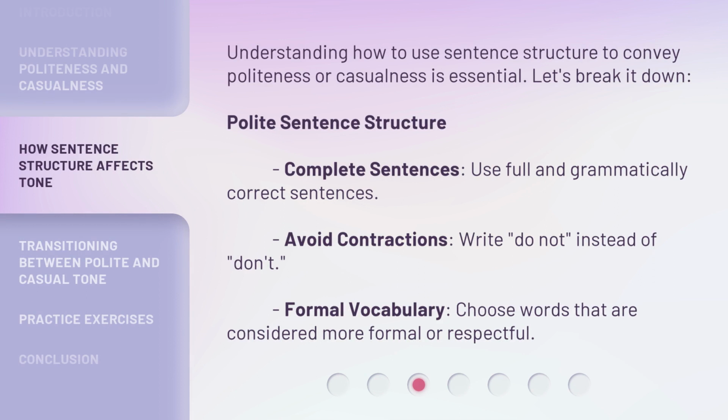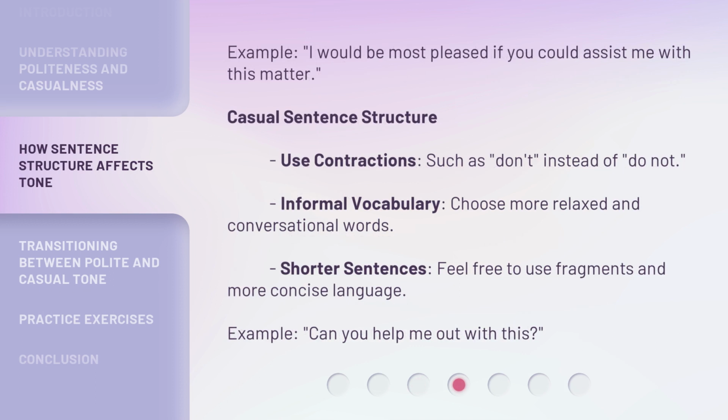Understanding how to use sentence structure to convey politeness or casualness is essential. Let's break it down. Polite sentence structure. Complete sentences. Use full and grammatically correct sentences. Avoid contractions. Write, do not, instead of, don't. Formal vocabulary. Choose words that are considered more formal or respectful. Example: I would be most pleased if you could assist me with this matter.